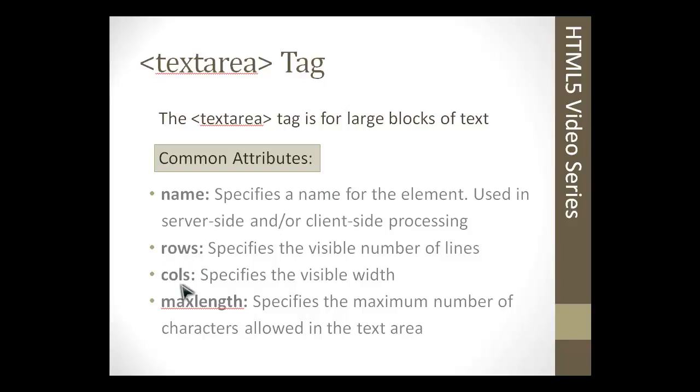And it has a rows and a cols attribute. The rows would specify the length, the number of lines of the text area, and the cols would specify the visible width, so it would be the number of vertical columns. Now we have the maxlength attribute, which would specify the maximum number of characters allowed in the text area. This is just like the max attribute for the input tag that we just talked about. So those are the basic attributes for the text area tag.